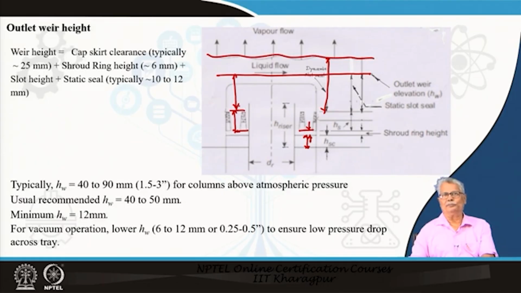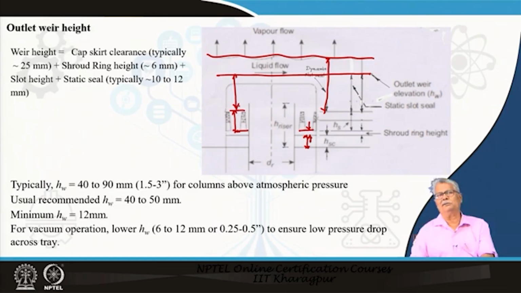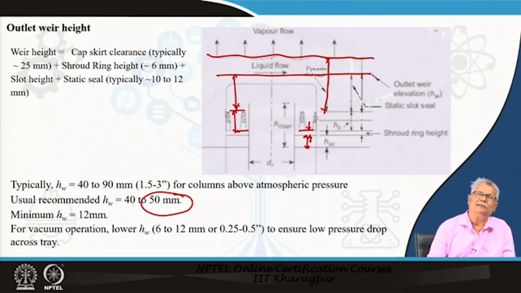Typical HW is 40 to 90 millimeters for the columns above atmospheric pressure. Typically around 40 to 50 millimeters is good enough. The minimum HW that you should go for is 12 millimeters. You will notice one thing, since we often say that it will be around 40 to 50 millimeters, you will have a minimum of 6 millimeters of liquid level above the weir height. So, the depth of liquid above the tray deck will be around 56 to 60 millimeters, through which the vapor has to push through.